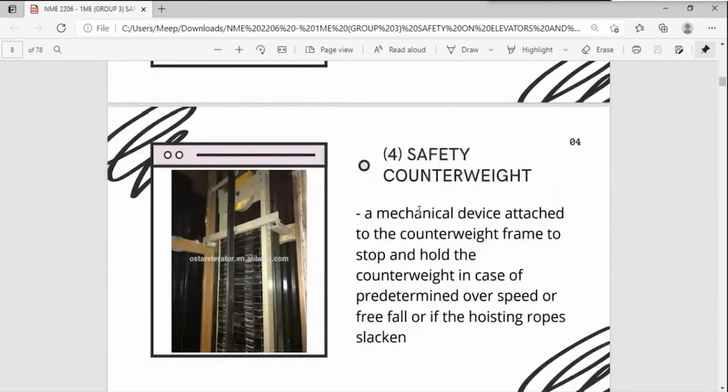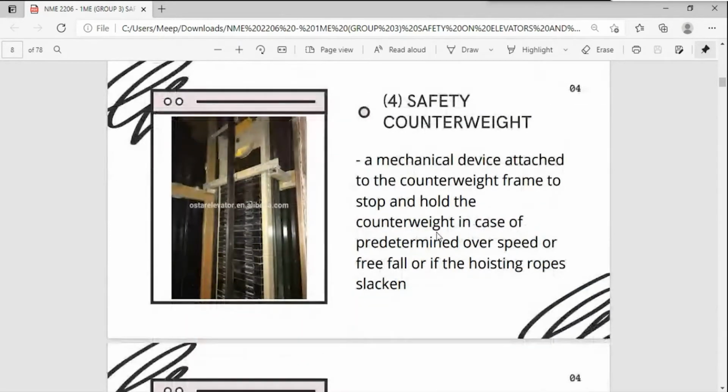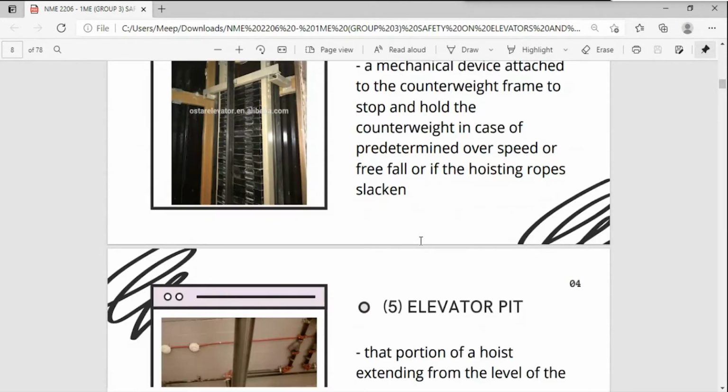Safety counterweight, a mechanical device attached to the counterweight frame to stop and hold the counterweight in case of predetermined overspeed or free fall or if the hoisting ropes is slacking. So, yung safety counterweight, kung nasira yung elevator or nag-free fall, siya yung mag-i-stop. Tapos siya yung pipigil para hindi magtuloy-tuloy na bumaba.